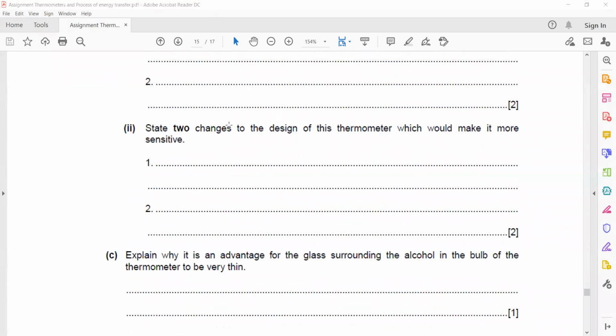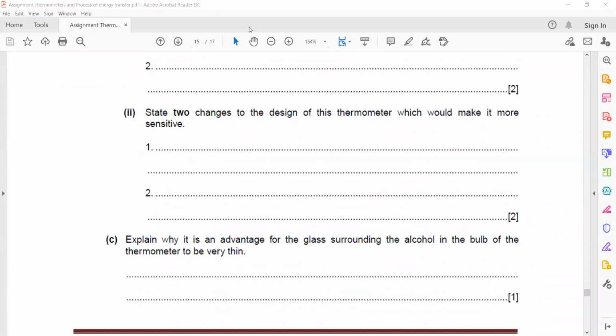Two changes to the design of a thermometer which will make it more sensitive. If you want to increase the sensitivity of this thermometer, what should you do? Increase the volume of the bulb, that's right, or use a thin capillary. A larger bulb holds more liquid, or a thin capillary.